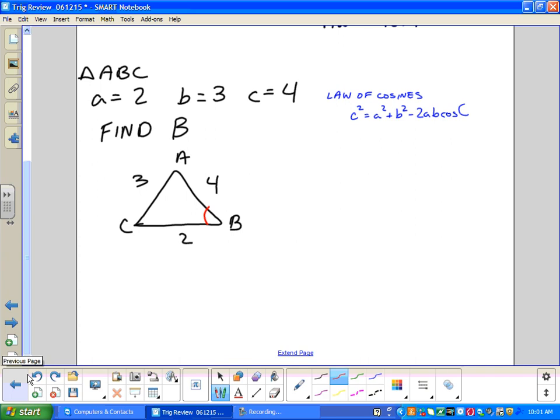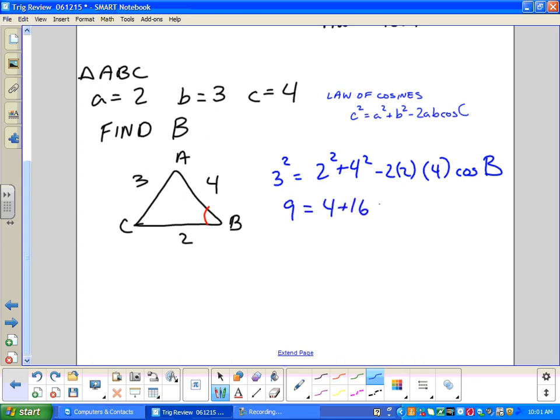So again, you're going to have to use law of cosines. I'm looking for B, and I have the 3. So those are the first two things I'm going to put in. 3 squared equals cosine of capital B. And then the 2 and the 4 just fill in. 2 squared plus 4 squared minus 2 times 2 times 4 cosine B. And again, we've got to watch our math here.